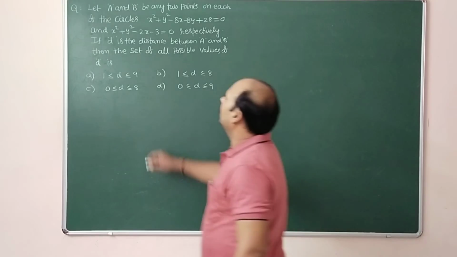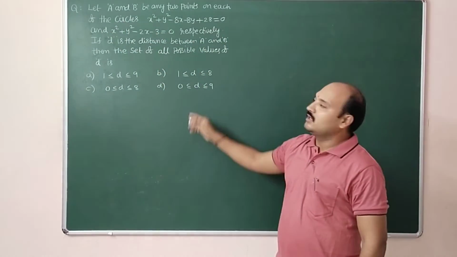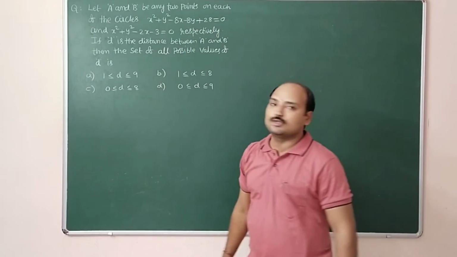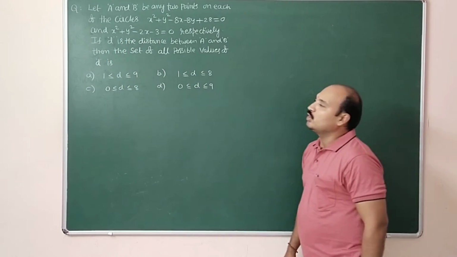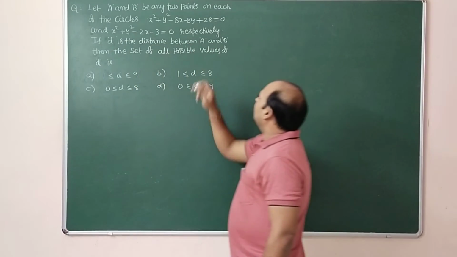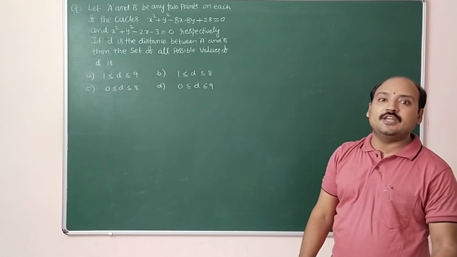The next question. Let capital A and capital B be any 2 points on each of the circles x square plus y square minus 8x minus 8y plus 28 equal to 0 and x square plus y square minus 2x minus 3 equal to 0 respectively. If D is the distance between A and B, then the set of all possible values of D is.